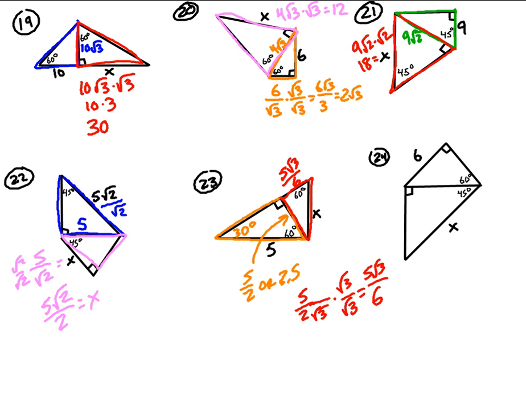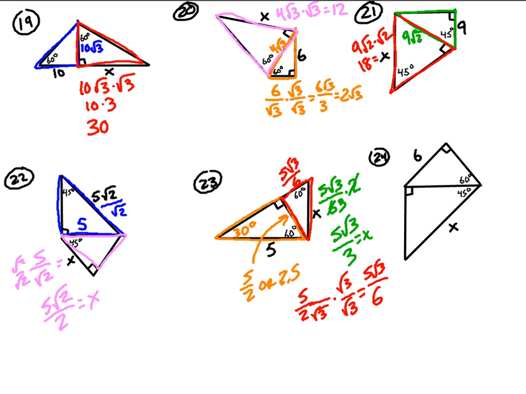Now, this is the short leg. To get to the hypotenuse, I'm doubling it. So that means I'm going to multiply it by 2. 5 root 3 over 6 times 2. Those cancel out and it just makes it over 3. So 5 square roots of 3 over 3 is my answer for x.